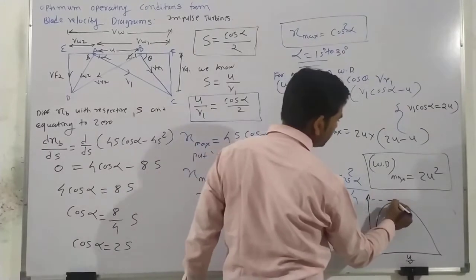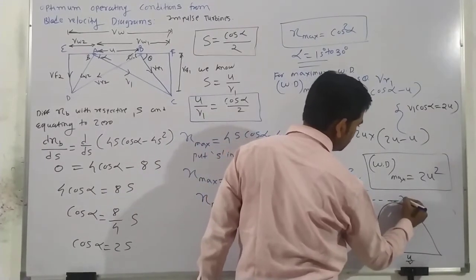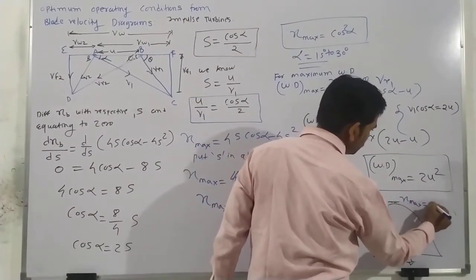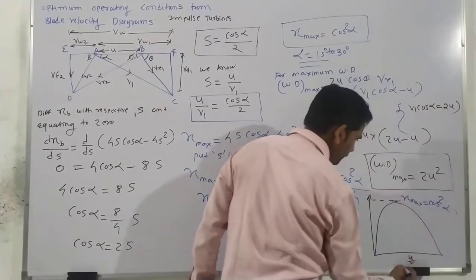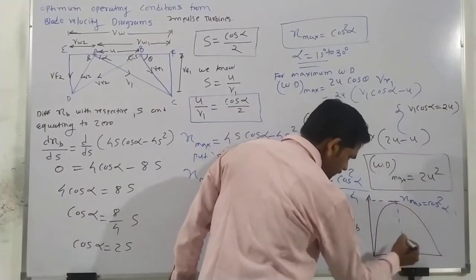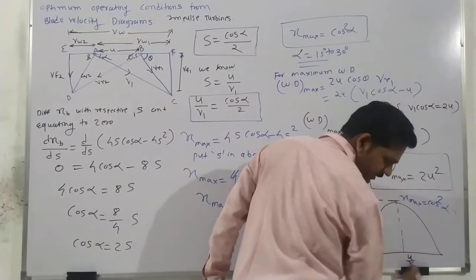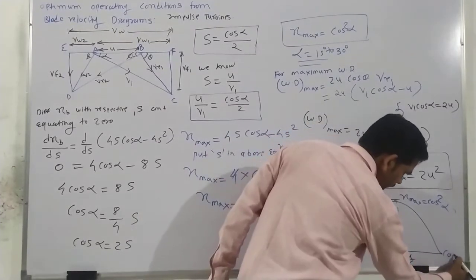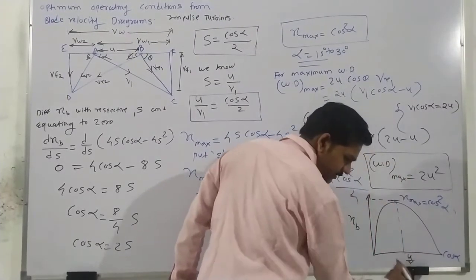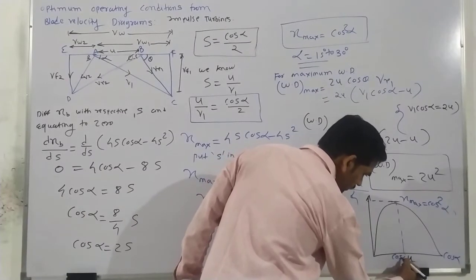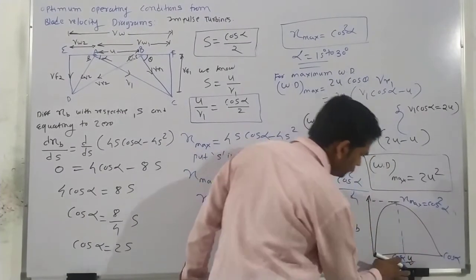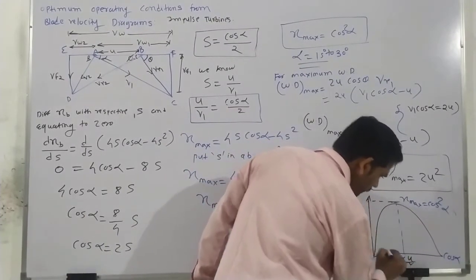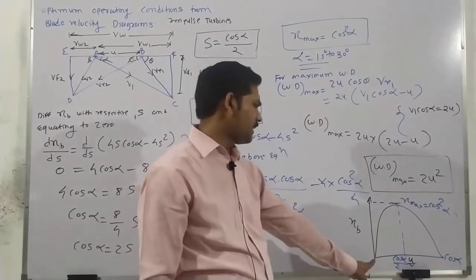So this is for the maximum condition of efficiency. How much? At this position N max is equal to cos square alpha. This is the half. Here is the full. So here is the cos alpha. Here is how much? Cos alpha upon 2. So this is one simple graph.